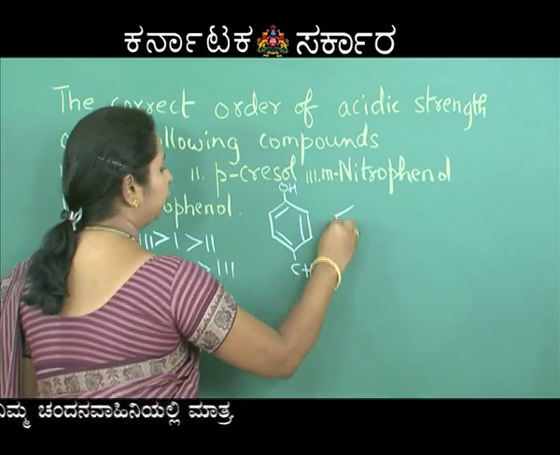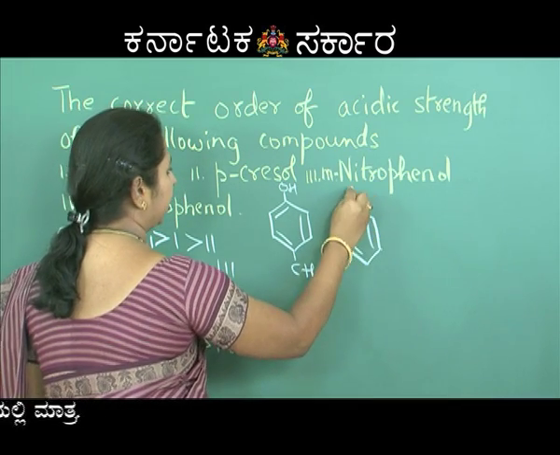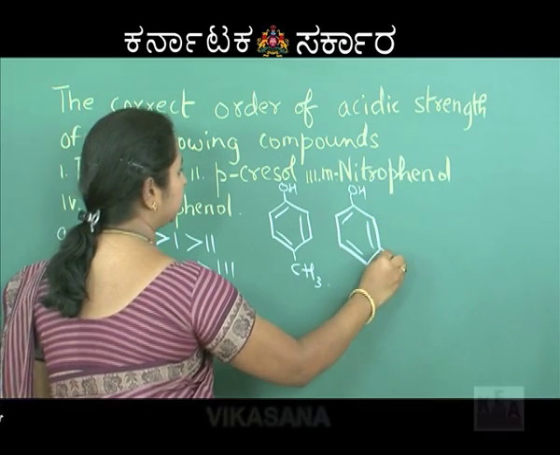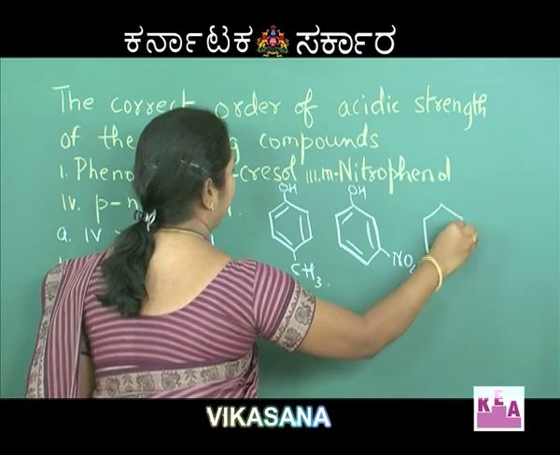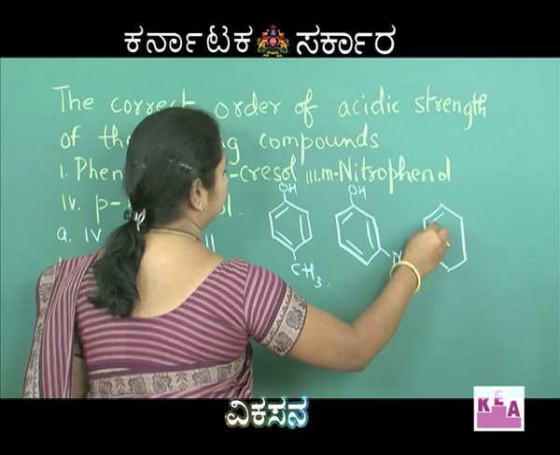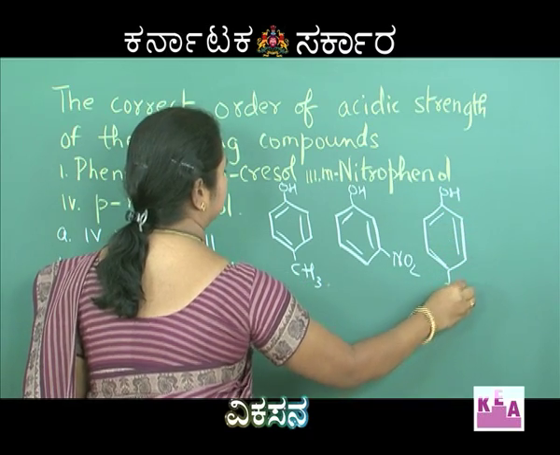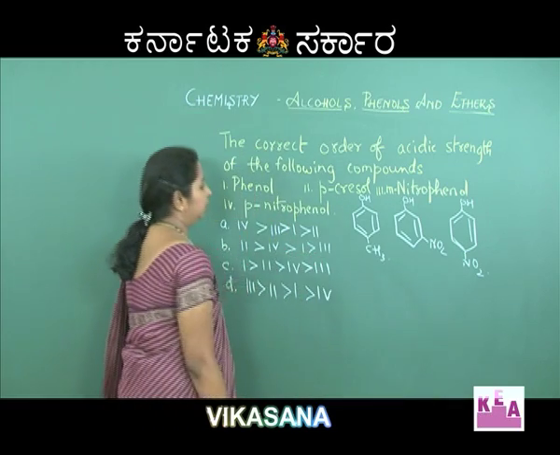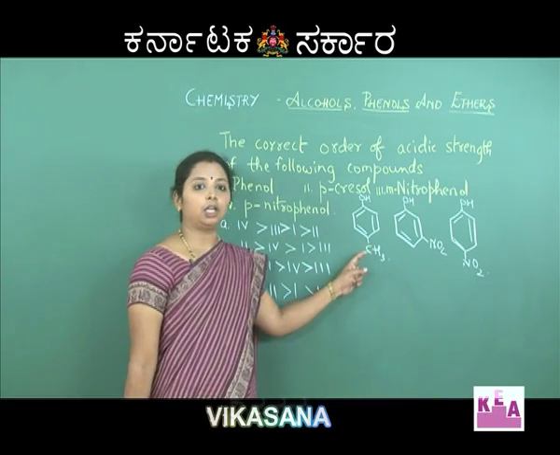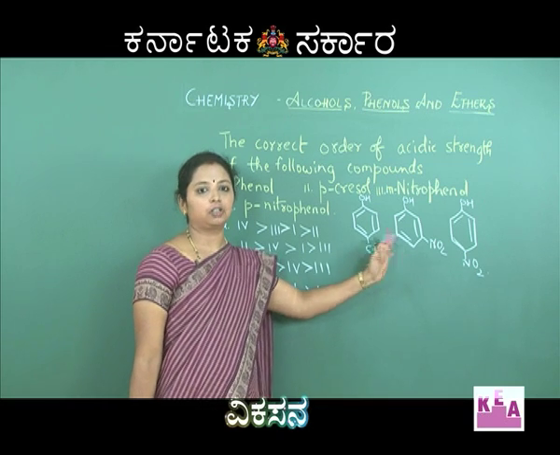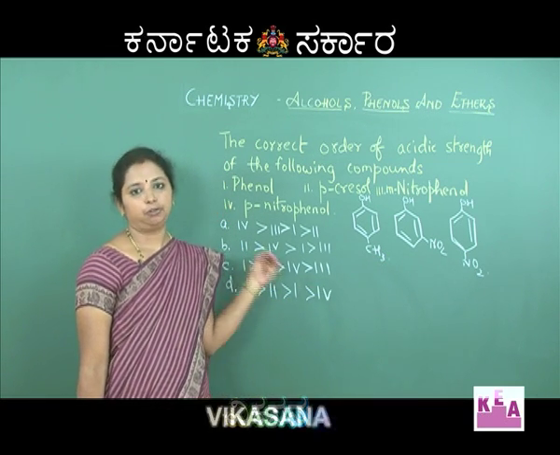Then metanitrophenol, metanitrophenol is a benzene ring, we have OH, at meta position we have nitro group, and the last one is paranitrophenol. The first one, phenol, we already know. Now, depending on the electron releasing group and electron withdrawing group, we should decide the acidic strength of the phenol.